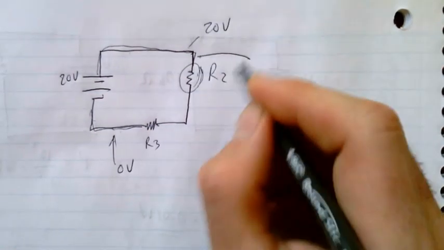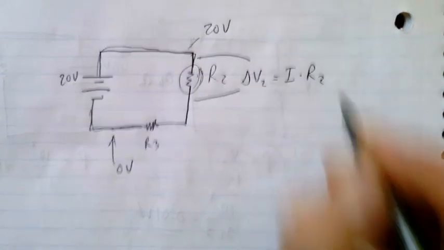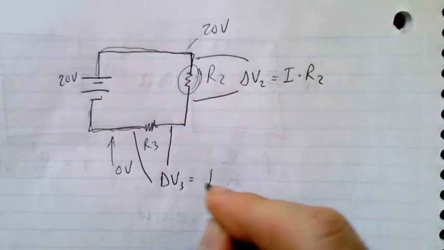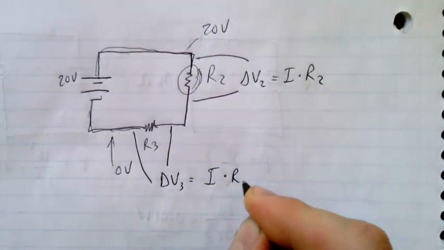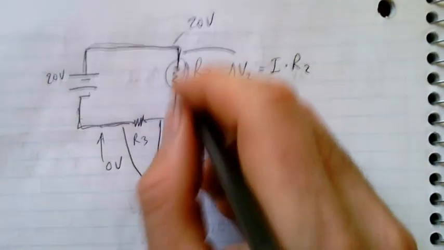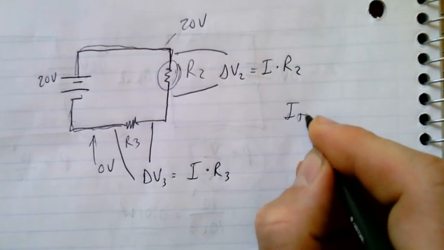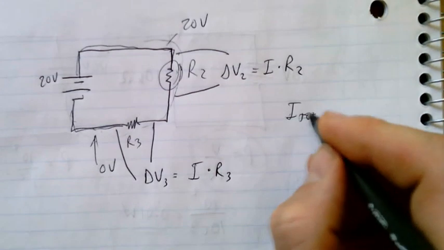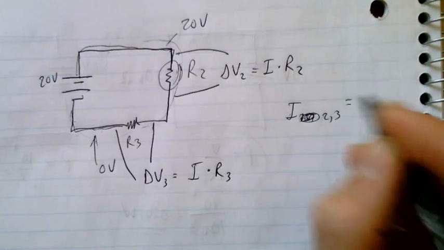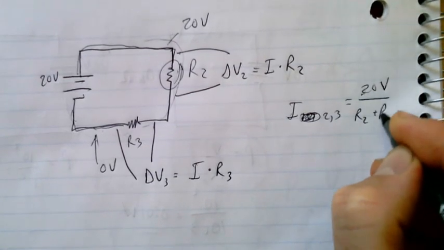One of the things that I know is that if I take the voltage drop across this R2, it's going to be equal to the current times the resistance R2. If I measure the voltage drop across R3, that's delta V3, this is going to be the same current times the resistance of R3. If I combine these two resistors to figure out the total resistance, I can figure out that the current going through resistors 2 and 3 is equal to 20 volts divided by R2 plus R3.